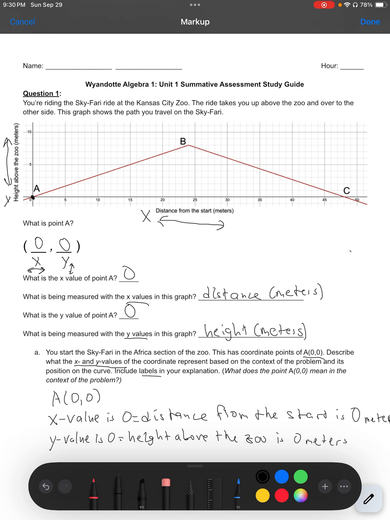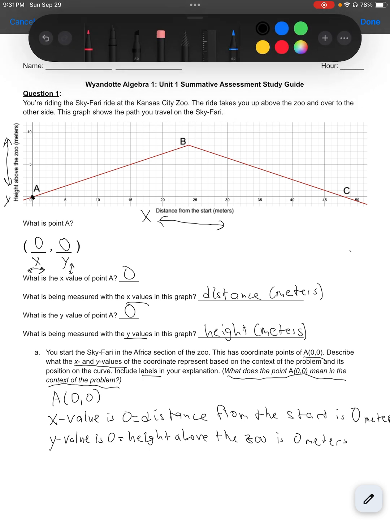So for part A, when it was asking you to describe the x and the y values of the coordinate and what they represent, or another way we've asked this question before is, what does the point A, 0, 0 mean in the context of the problem? Well, A is the point 0, 0, and that means that we have 0 distance from the start and we have 0 height above the zoo. So the simplest form that you could put this answer would be the point A, 0, 0, which means 0 meters in distance and 0 meters in height. All right. So this is what you should be putting on part A of this practice test.